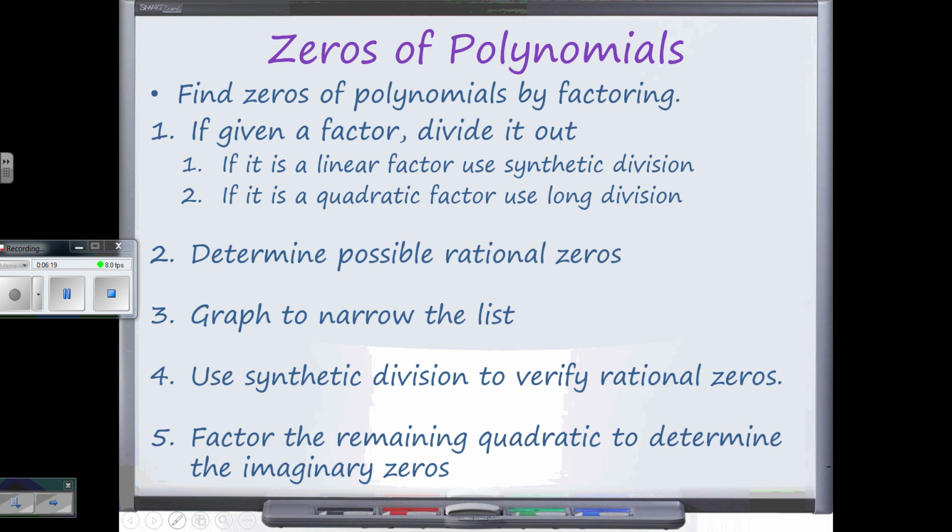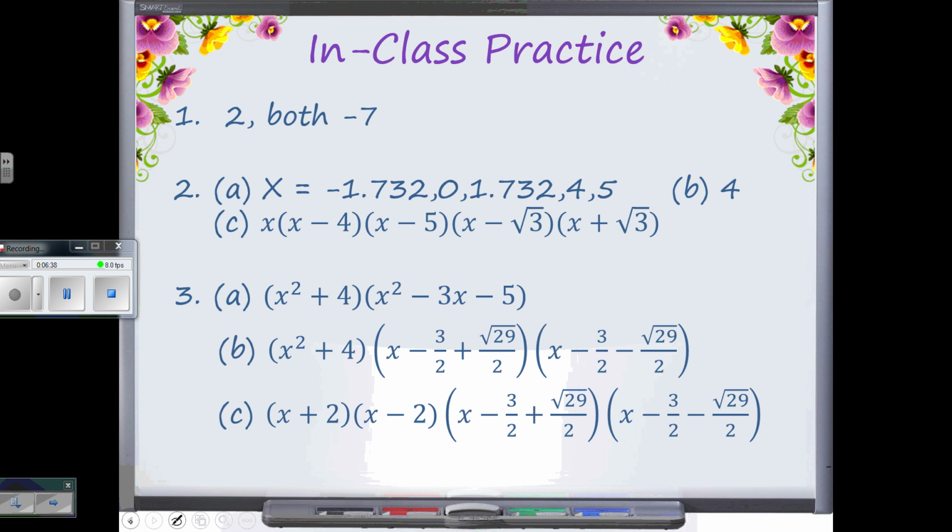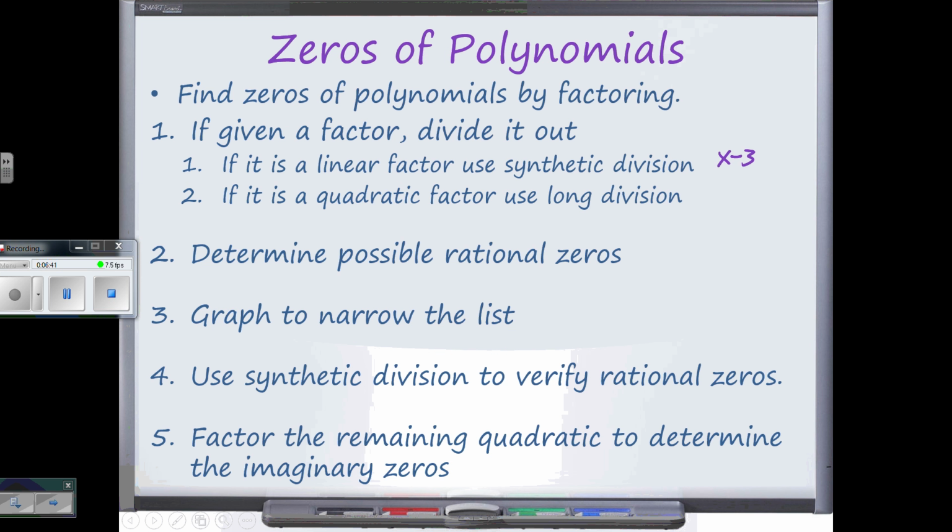All right, this is just the list, okay? Finding zeros of polynomials is what we've just said twice over. If given a factor this time, divide it out. If it's a linear factor, if you're told that, for example, x minus 3 is one of your factors, x equals 3 is one of your solutions, divide it out. If it's a quadratic factor, you have to use long division. If I have x squared minus 2 as a factor, I have to divide that out first, using long division because of the x squared.